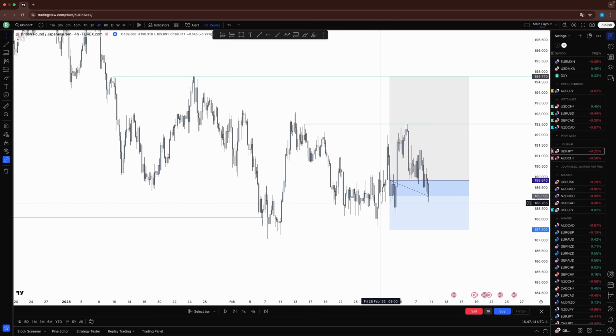We create this first demand here at the bottom, then a second demand here, first fair value gap, first leg, second fair value gap, closing above this inducement high here, and in the end we make almost relative equals with here, and I use this retracement here to get in.